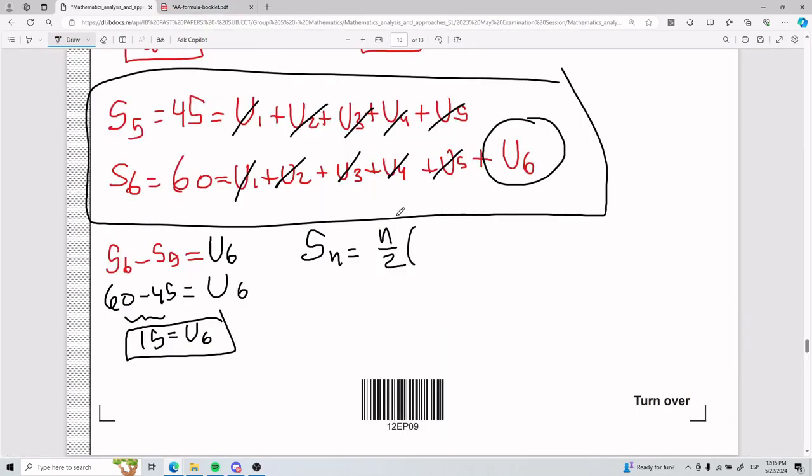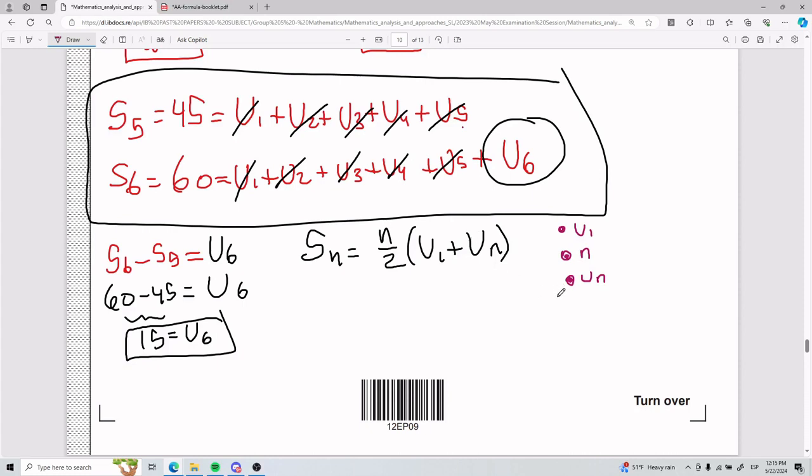Parentheses, u1 plus un. And so from here, you have to start considering what variables are here. Technically, I did say earlier that you have three: u1, n, and un, right? But technically, and this is about getting familiar with your formulas and getting creative, which has to do with using them a lot, always start with the formula booklet.